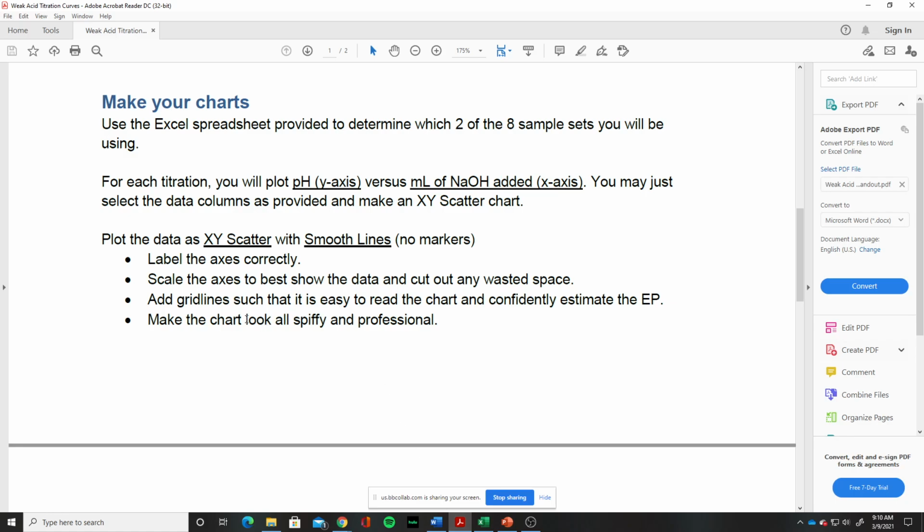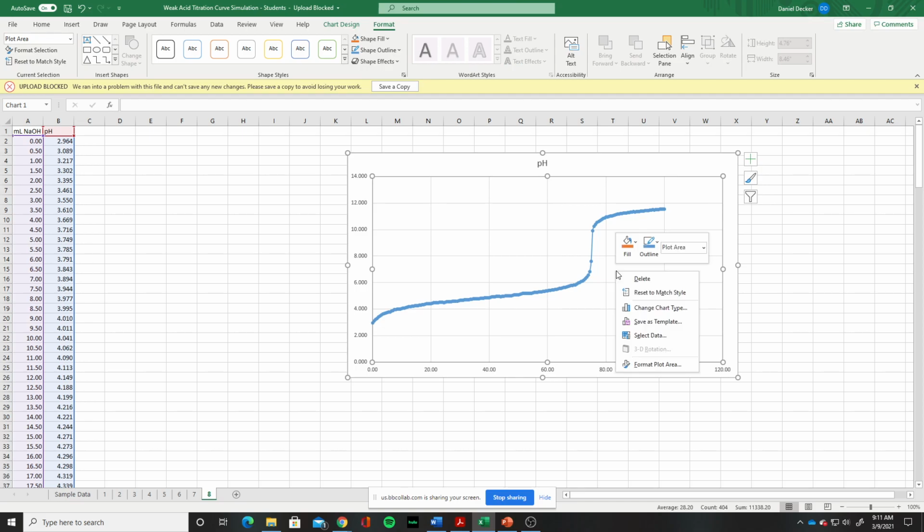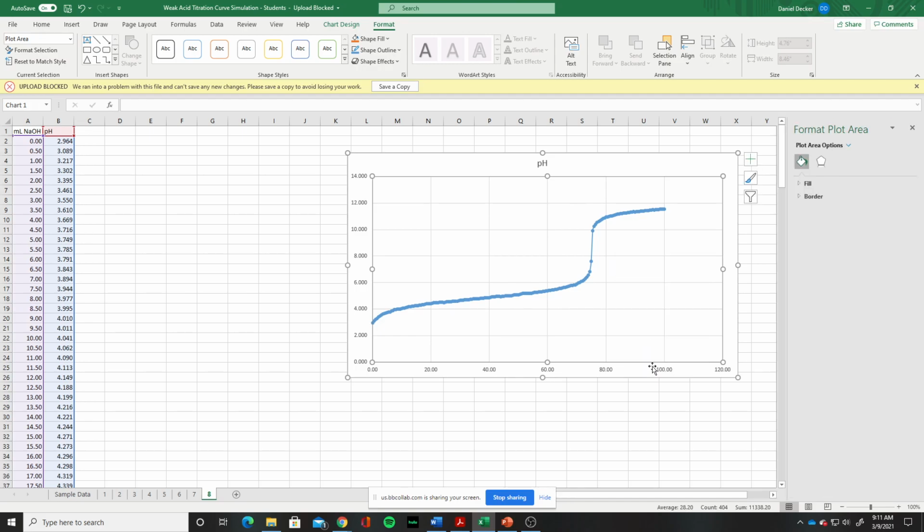Add grid lines, such as it's easy to read the chart and confidently estimate the EP. That's the equivalence point, by the way. And so this has some grid lines, but it's not a bad idea to put more in there. Let's see, I believe we can do that in format plot area. Let's see. No, that's not right.